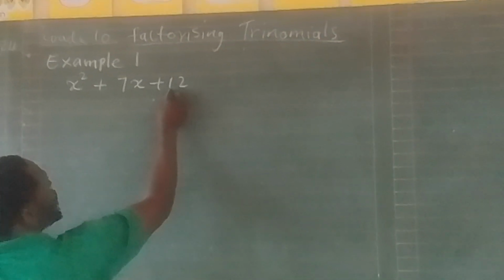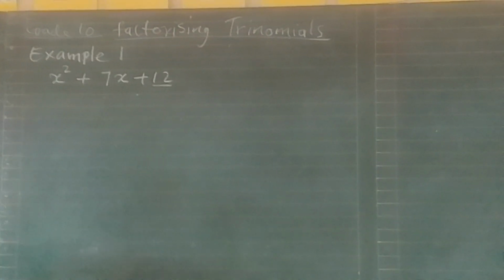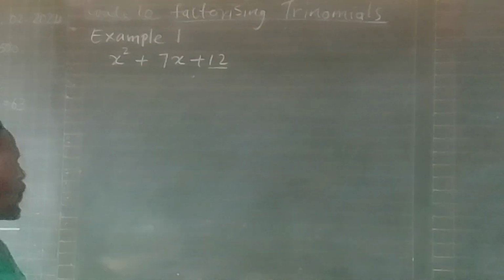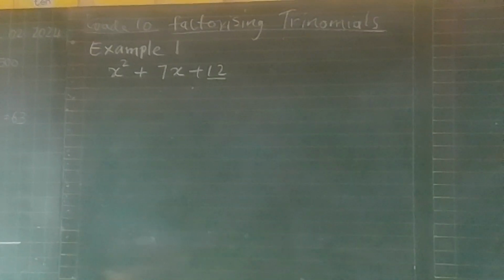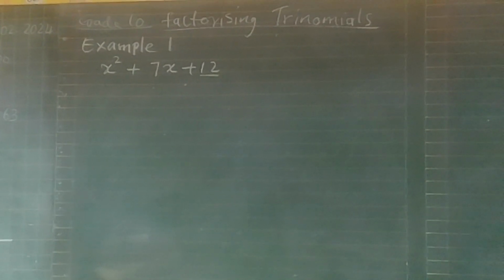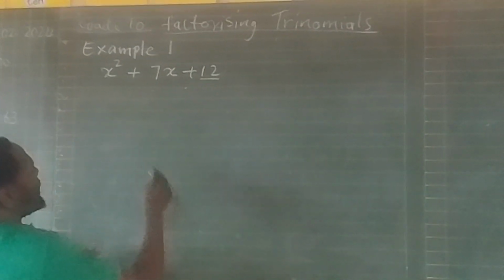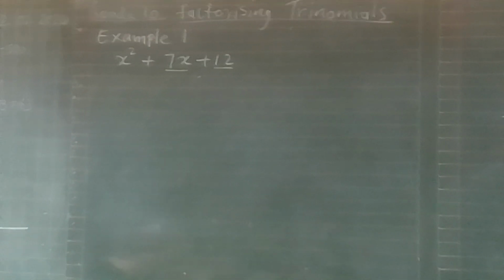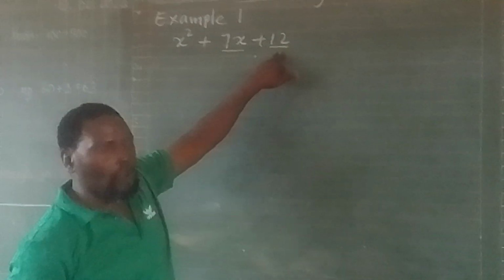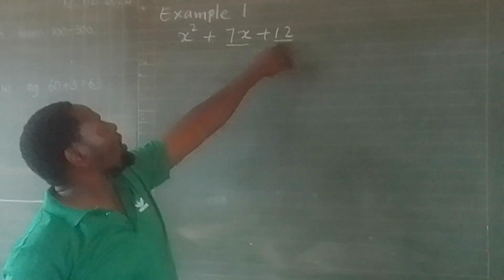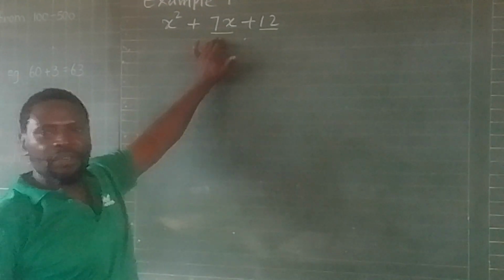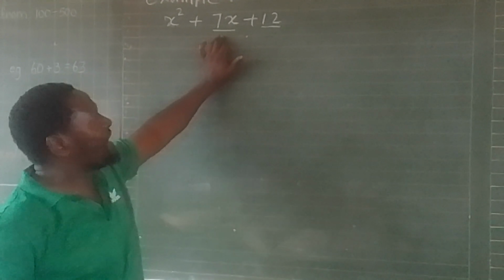This is where you start. You start with the constant. You find the factors of the constant such that when you add them or subtract them, they are going to give you the middle term.